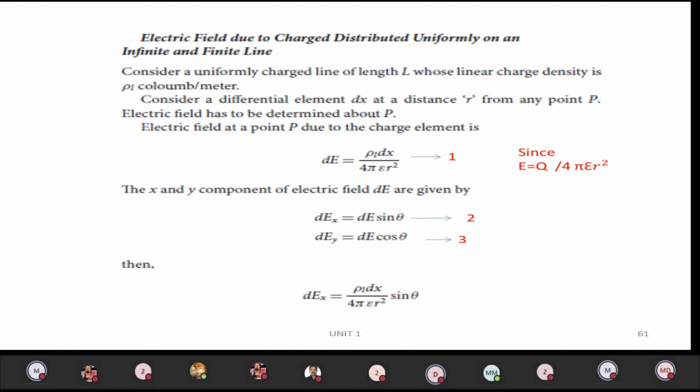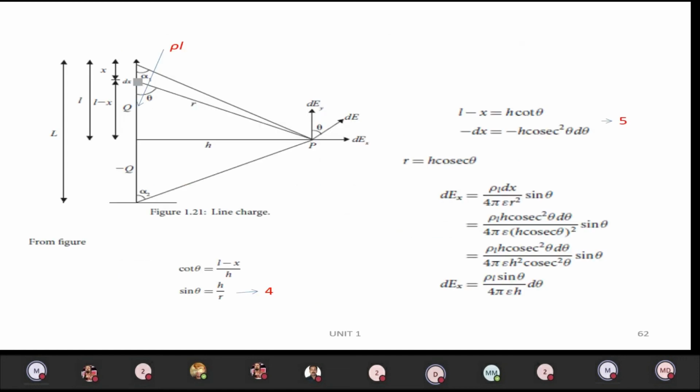Similarly for this and for the circular conductor. So this one so far we have seen. Once again it has been repeated. You can see that rho L, the red color we have represented, is nothing but the charge density on that line. So that line is having length L and it is having the charge density of rho L.